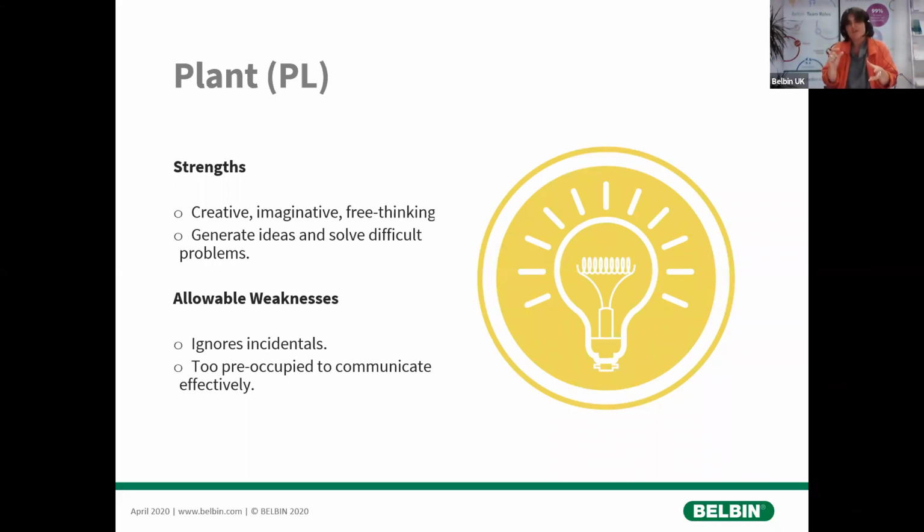In fact, they found that the most creative companies were not those with the most plants, but the ones that were able to take advantage of the ideas. It wasn't the plants themselves that made those teams creative. It was whether or not they also had people to take advantage of those ideas. So we have those plants come in there, with those allowable weaknesses. Sometimes there's too much going on here. They've got no idea what's going on around them, too preoccupied sometimes to be able to communicate.